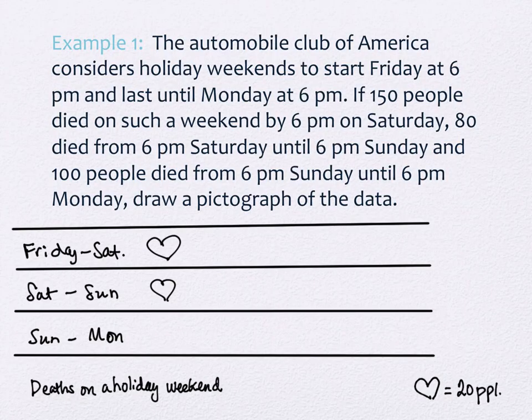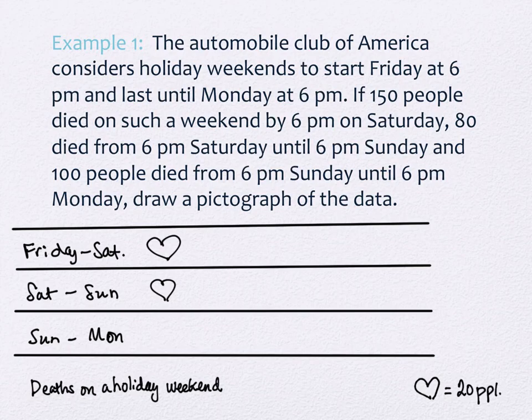So we've got our heart, and we're going to work with the number for each of the categories. So the first category said that they had 150 people died on such a weekend from 6 p.m. Friday by 6 p.m. Saturday. So the Friday to Saturday is 150 people.